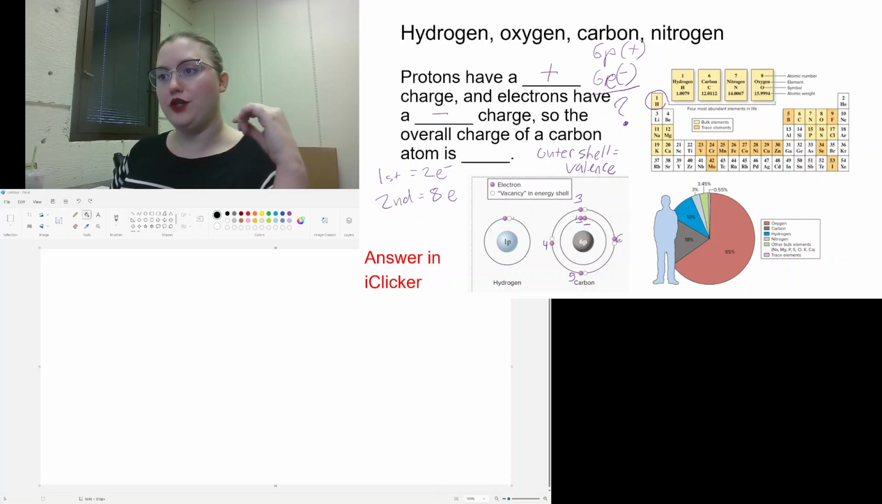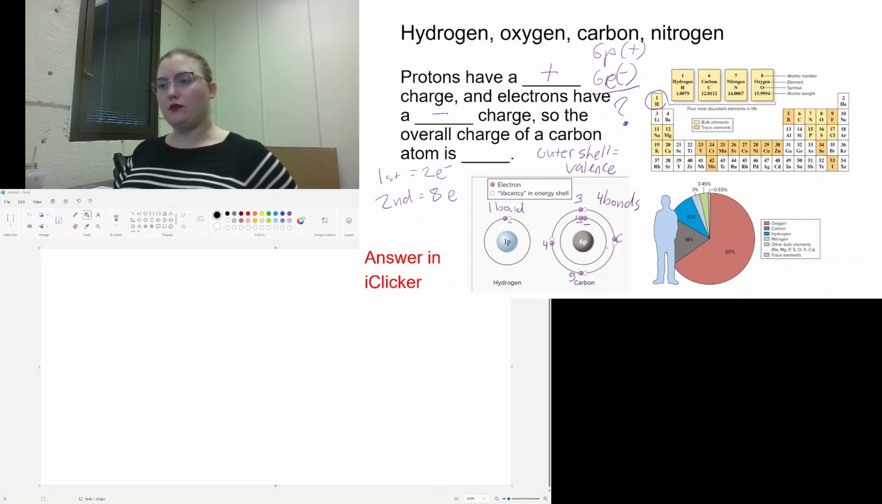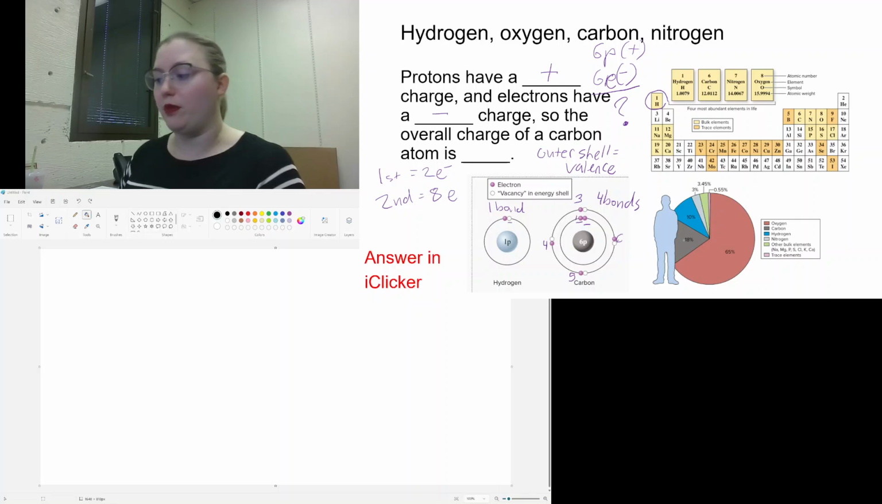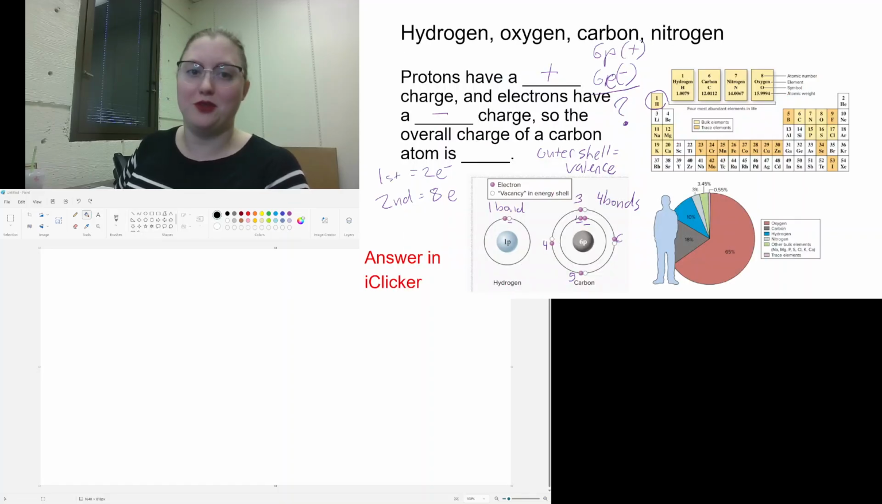So hydrogen has 1 empty space, so it wants to make 1 bond. Carbon has 4 empty spaces, so it wants to make 4 bonds. So, do we think that carbon and hydrogen could bond here? The answer is yes, but we'll get to that in a second.